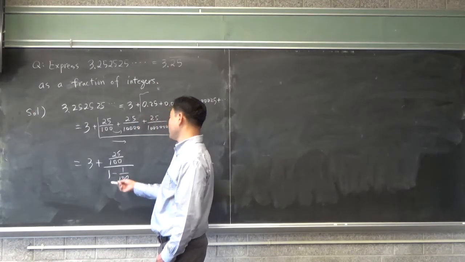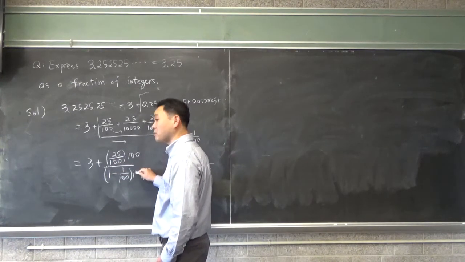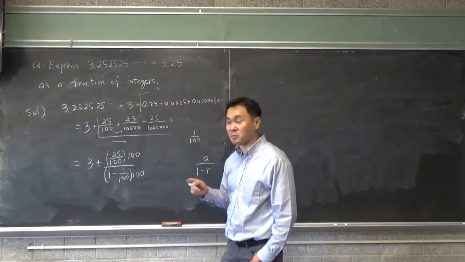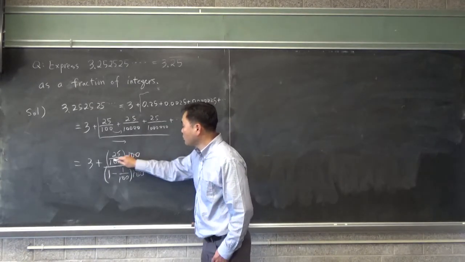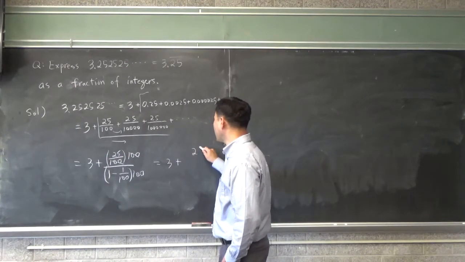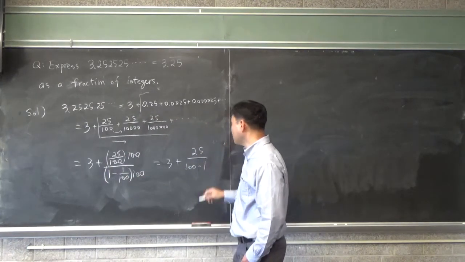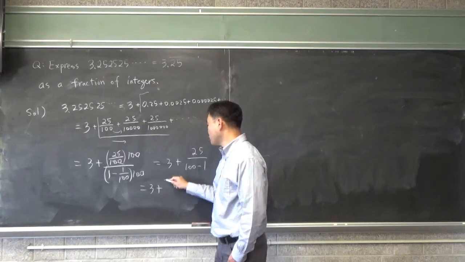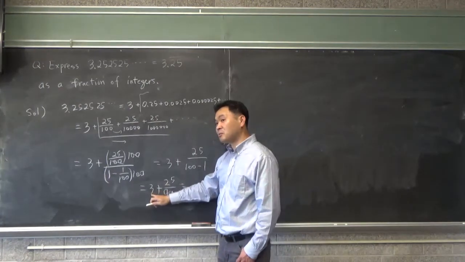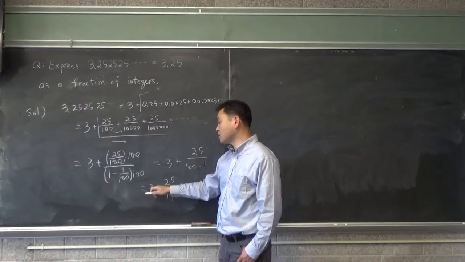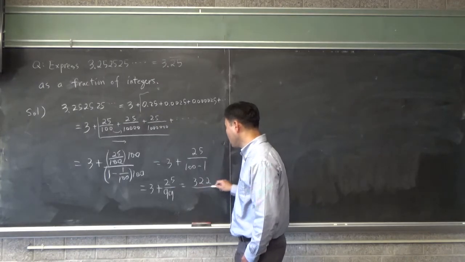And then you can calculate this, but the quickest way to simplify this would be multiply 100 top and bottom. You can do that, right? For a fraction, if you multiply the same number top and bottom, it doesn't change the value. And then it becomes 100 and 100 cancel, so you have 3 plus 25 over 100 times 1 is 100. And then 1 over 100 times 100 would be 1. So you get 3 plus 25 over 99. And you can make this a common denominator by multiplying 99 over 99. 99 times 3 will be 297. 297 plus 25 will give you 322 over 99.